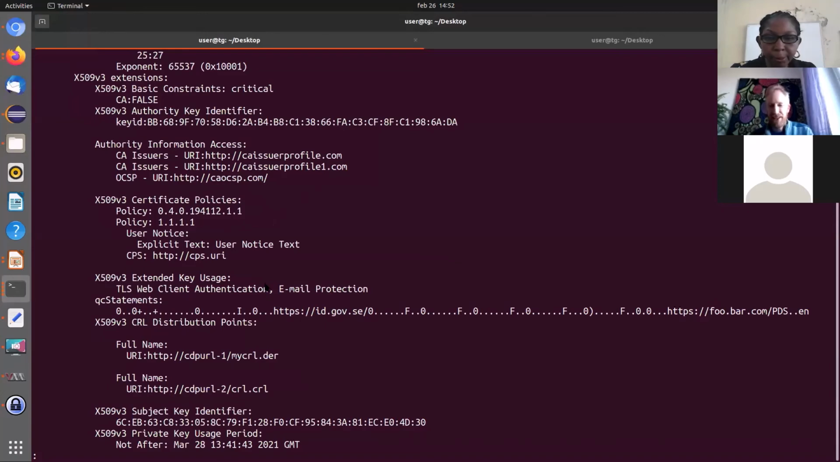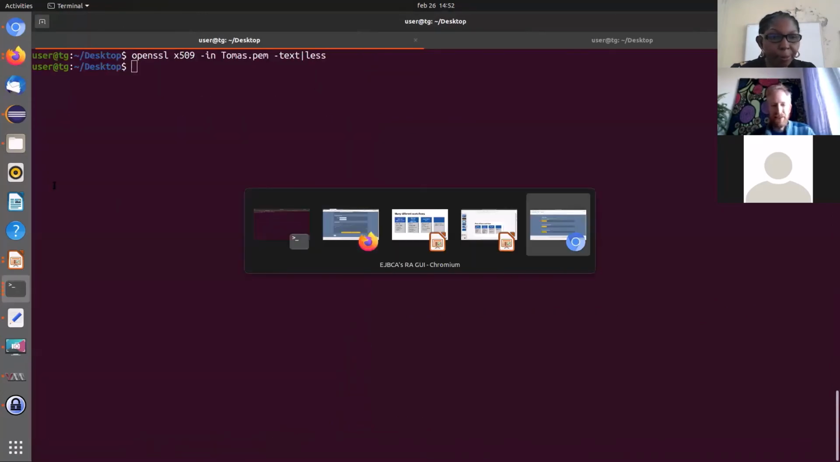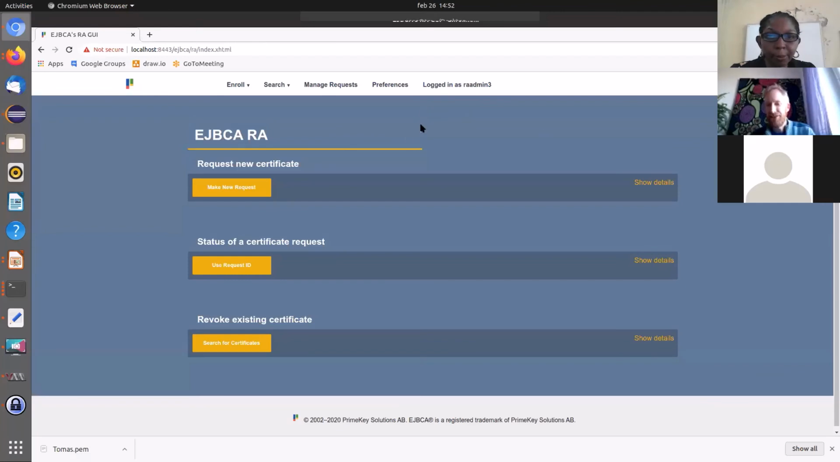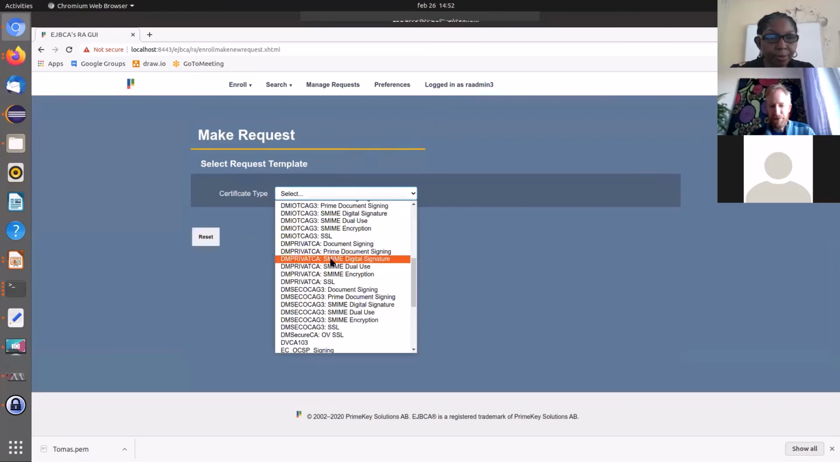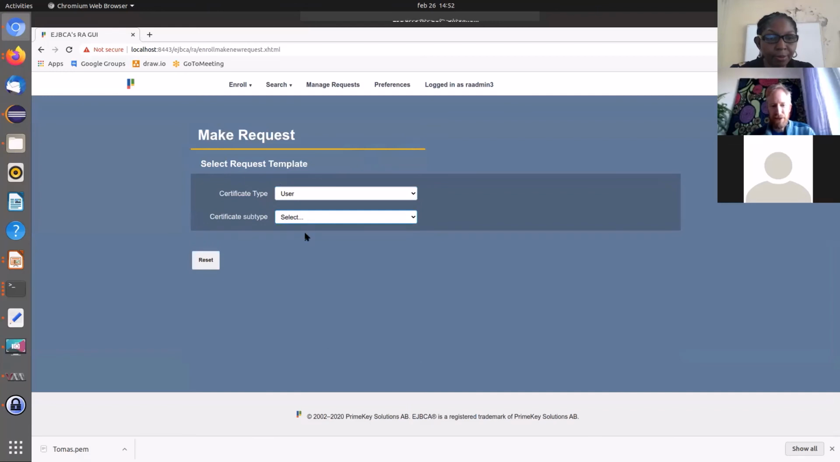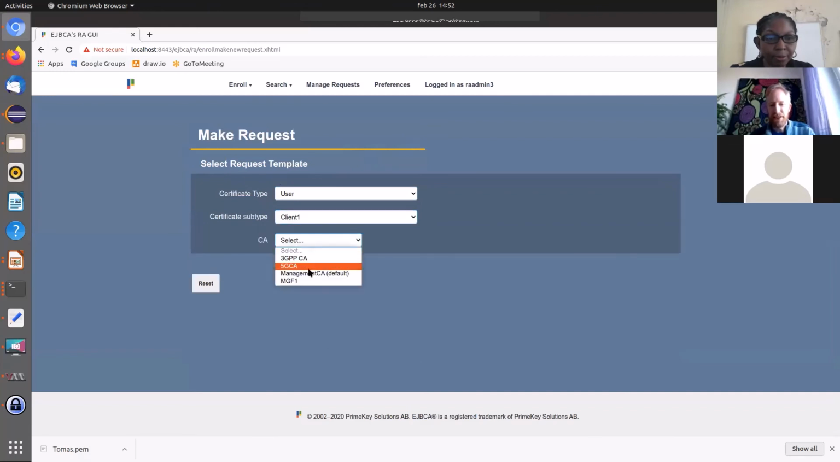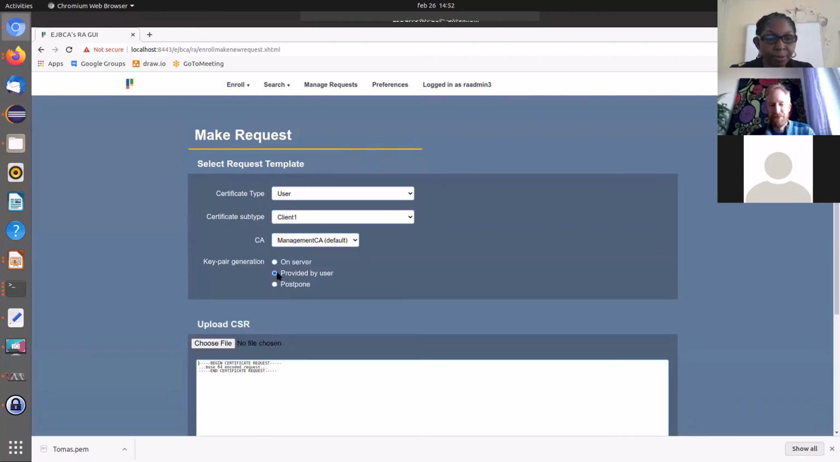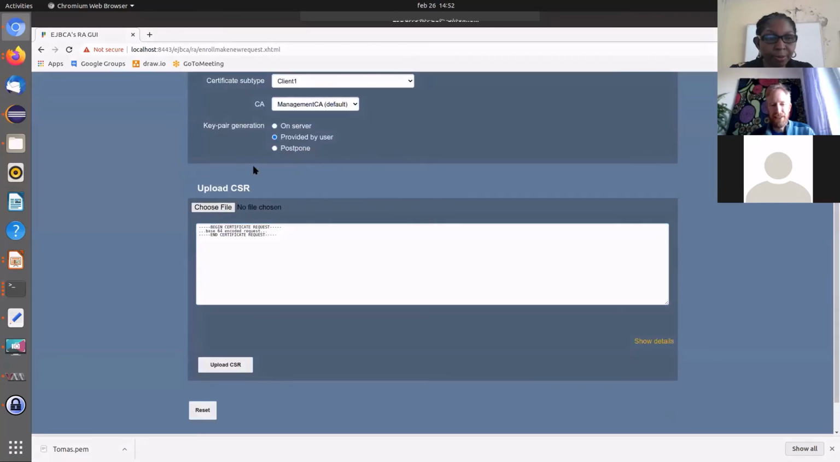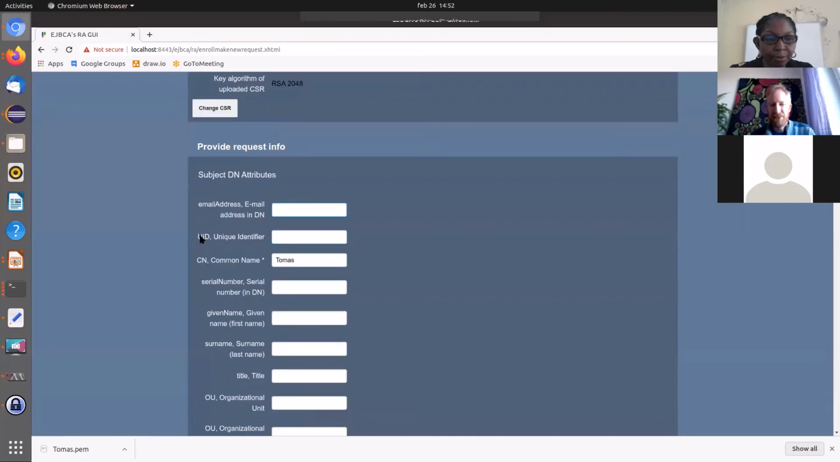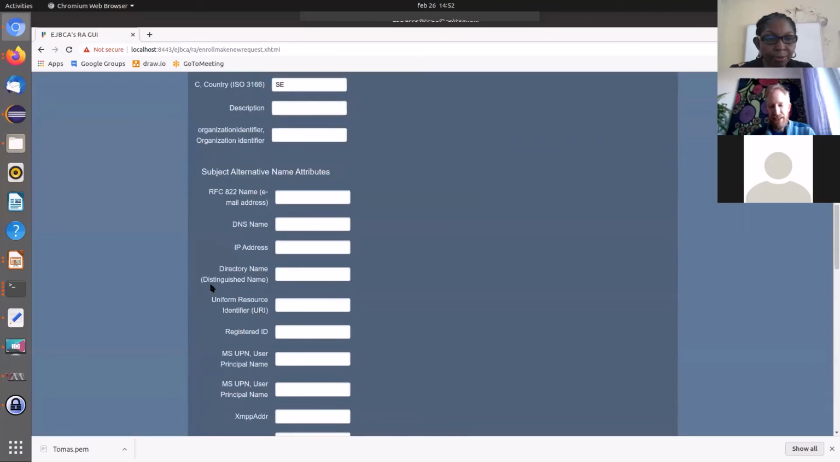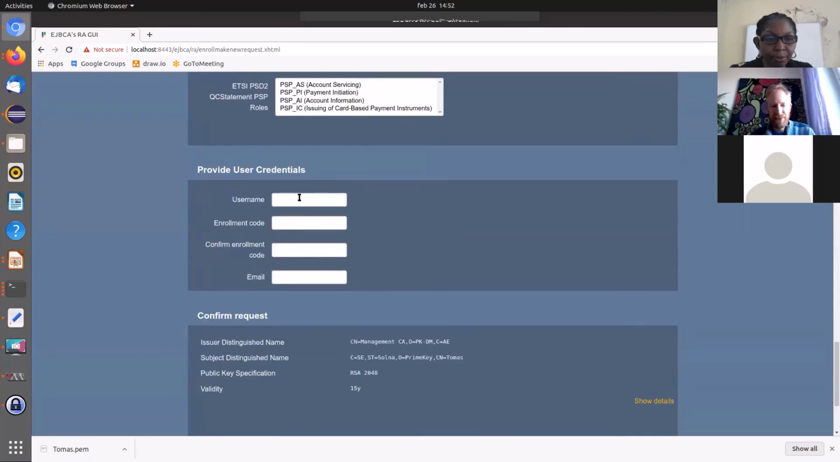Then I can show you another way. So now I'm logged in as another user. Say I'm a normal server administrator of a web server. And then I can make a similar request. But now I will use a profile that requires an approval. So here I do the same thing. Upload my CSR. And I don't have to enter any fields.